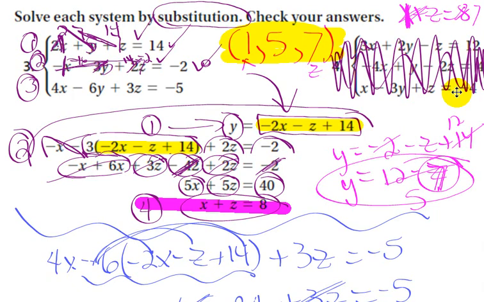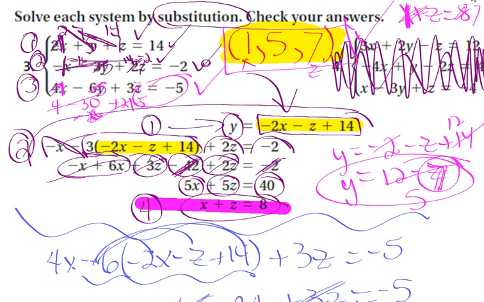Now let's check the third equation. Let's plug in a 1 for x, a 5 for y, and a 7 for z. So 4 times 1 is 4. 6 times 5 is 30, so 4 minus 30. And 3 times 7 is 21. So now we have 4 minus 30, which is negative 26. And negative 26 plus 21 is equal to negative 5. And negative 5 does equal negative 5. So that checks out. So 1, 5, and 7 is definitely our answer.